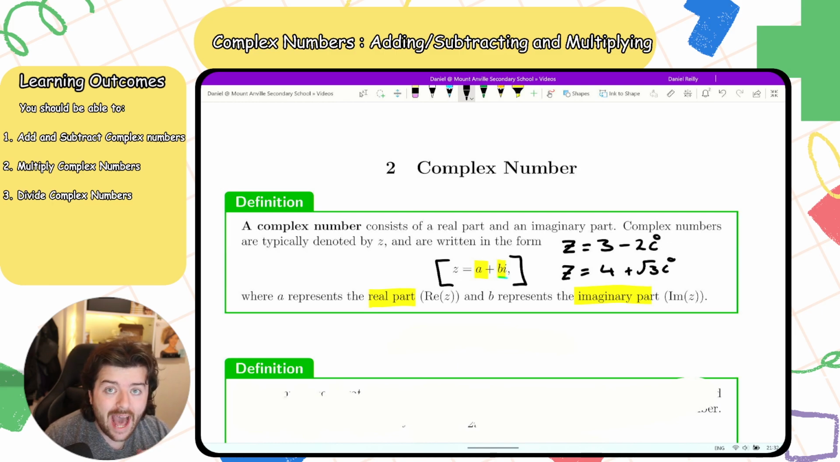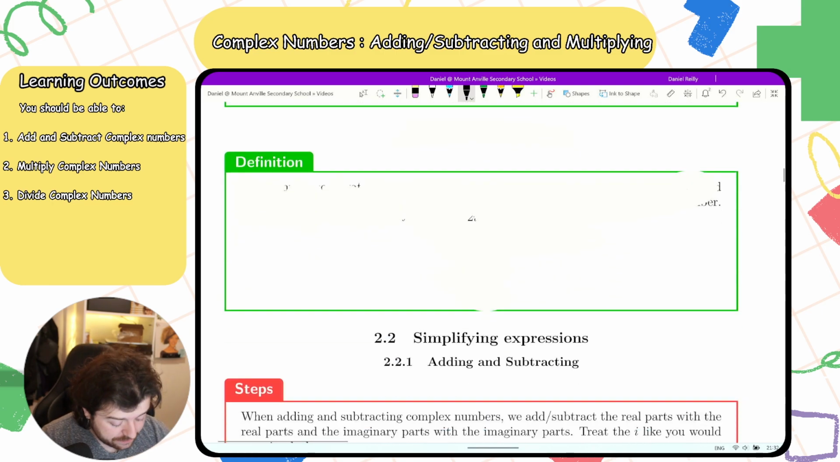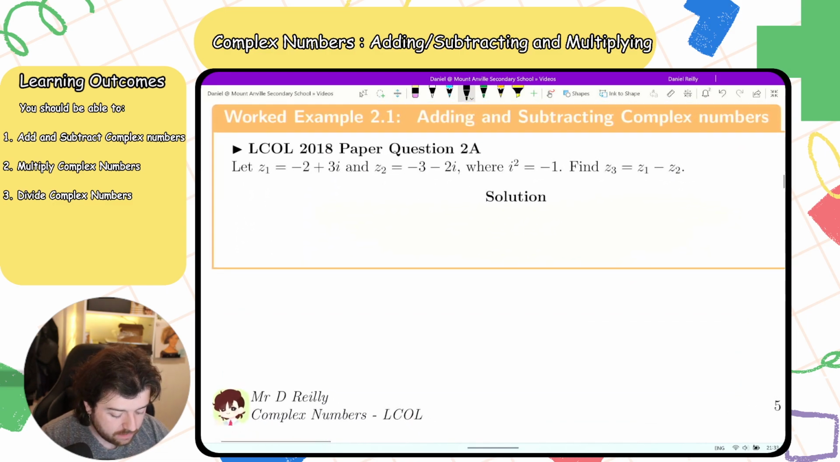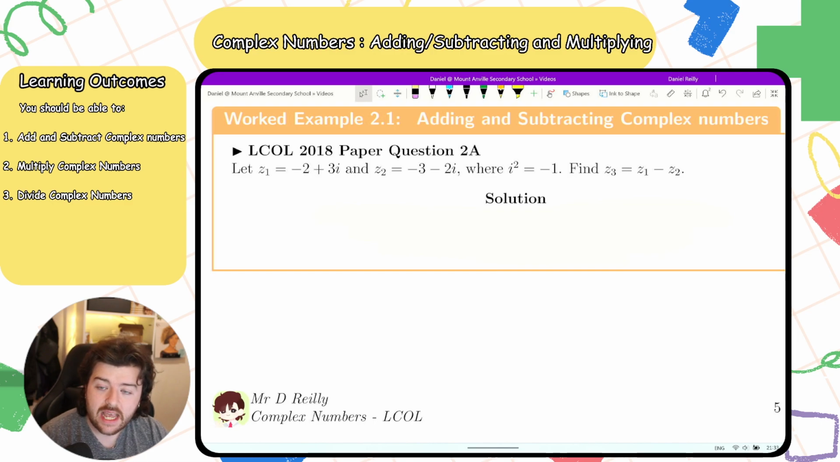So, when adding or subtracting or multiplying complex numbers, we basically treat the i like we would an x in algebra. So, it's very straightforward. Let's have a look at this here. This is from the 2018 paper. Let z1 equal minus 2 plus 3i. Let z2 equal minus 3 minus 2i, where i squared equals minus 1. Find z3, which is z1 minus z2.